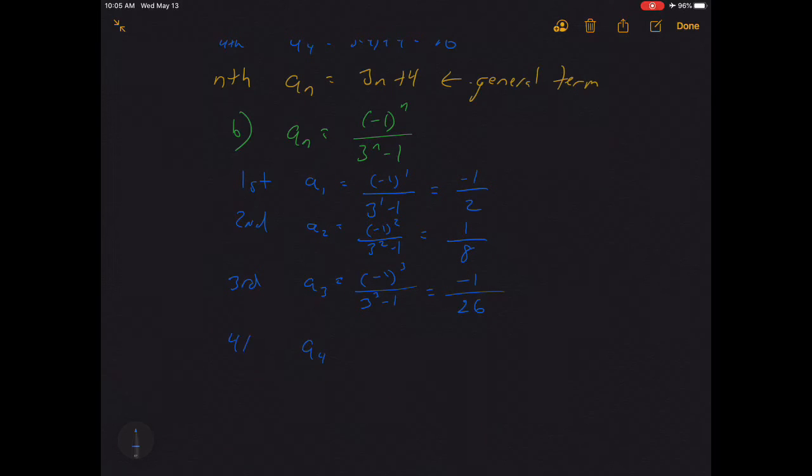Again, we'll do one more, which is the fourth term. That'll be negative 1 to the fourth power over 3 to the fourth power minus 1. Negative 1 is now being raised to an even power, so it's going to end up being positive 1. And then 3 to the fourth is 81. Don't necessarily expect you to know that off the top of your head, but you can figure that out. And then 81 minus 1 is 80. And then we'll write the nth term, which again was already given to us. It's just negative 1 to the n over 3 to the n minus 1.